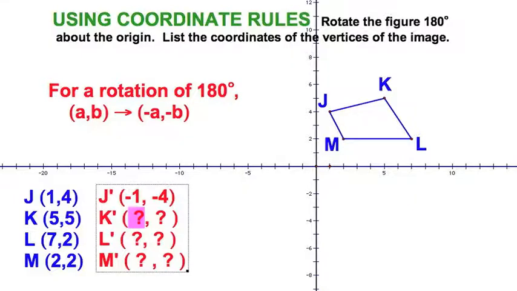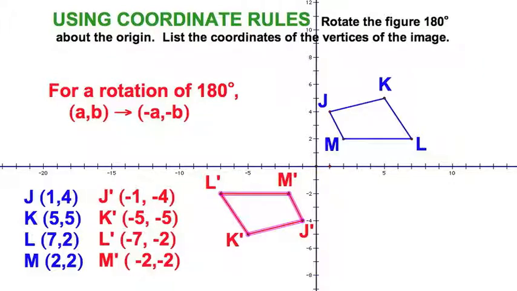1, 4 goes to -1, -4. 5, 5 goes to -5, -5. 7, 2 goes to -7, -2. 2, 2 goes to -2, -2. So let's see if we can plot all those points. We do that, and our figure ends up here. If we wanted to visualize the actual animation, it would rotate like this.